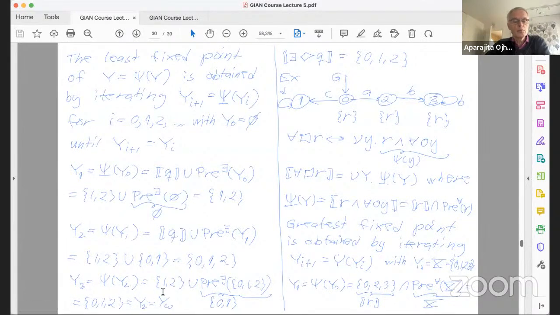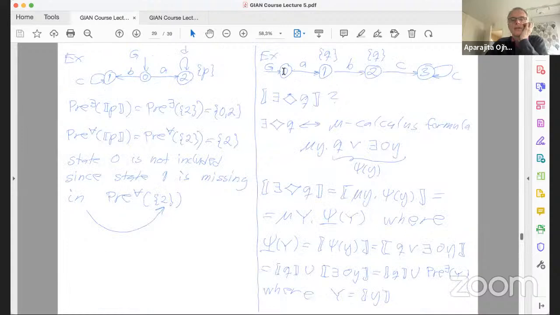And then we have reached what I called y omega, the fixed point. Omega is a kind of infinite notation. I could also have written y infinity. So we have confirmed what was intuitively clear, that it's the states 0, 1, and 2 that are valid for this mu calculus expression.